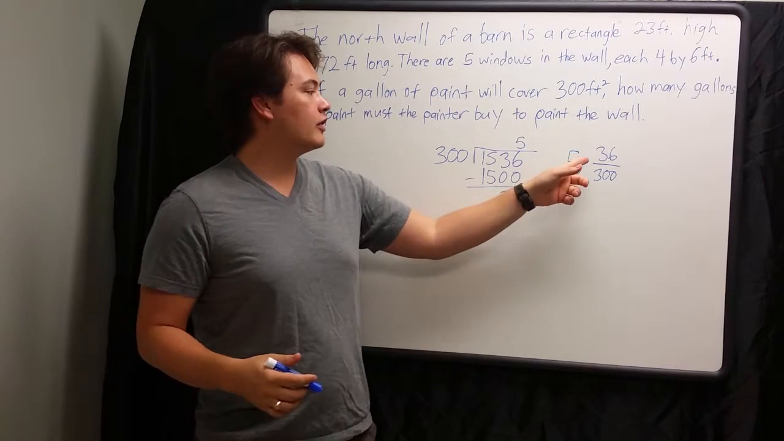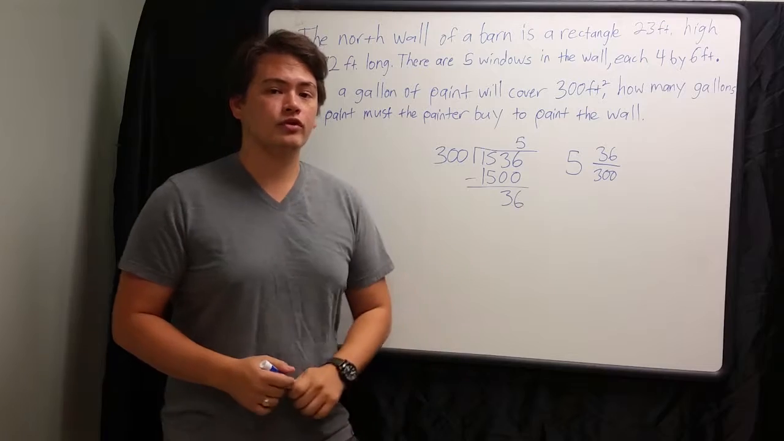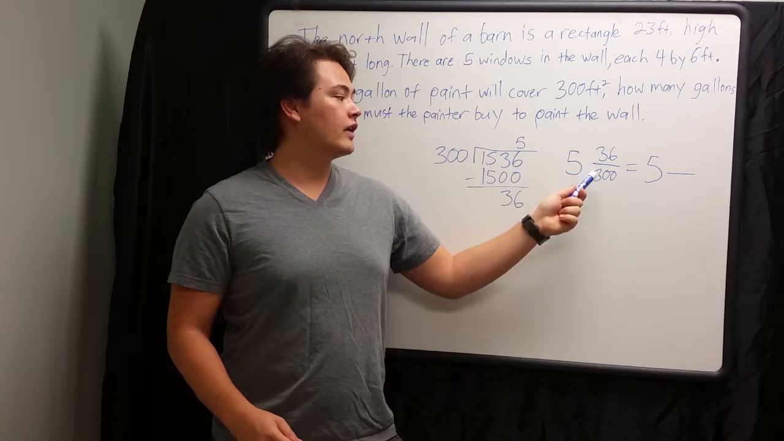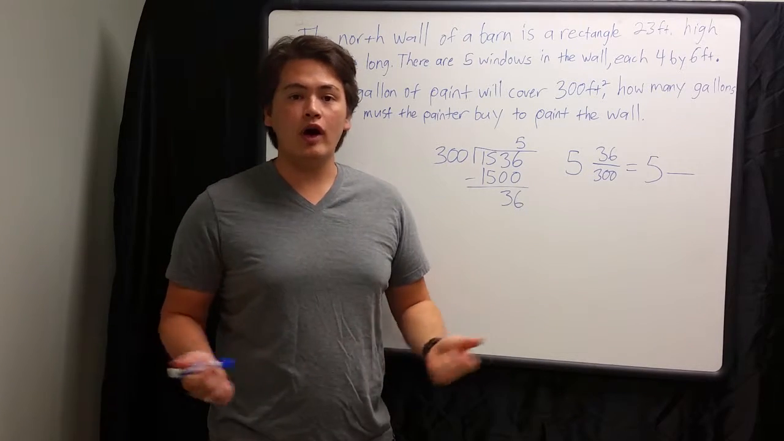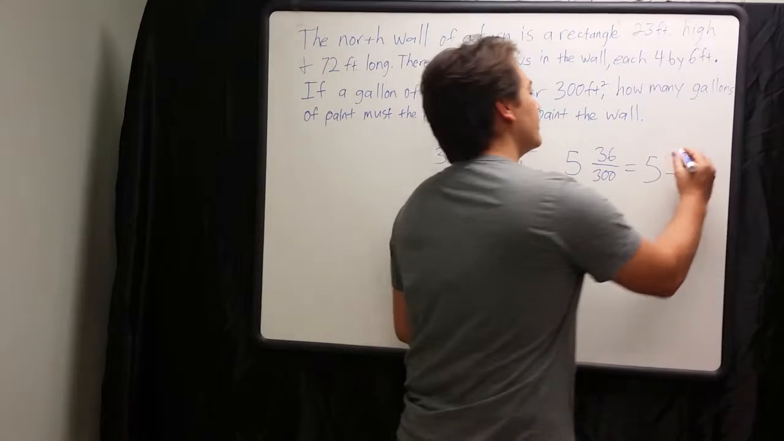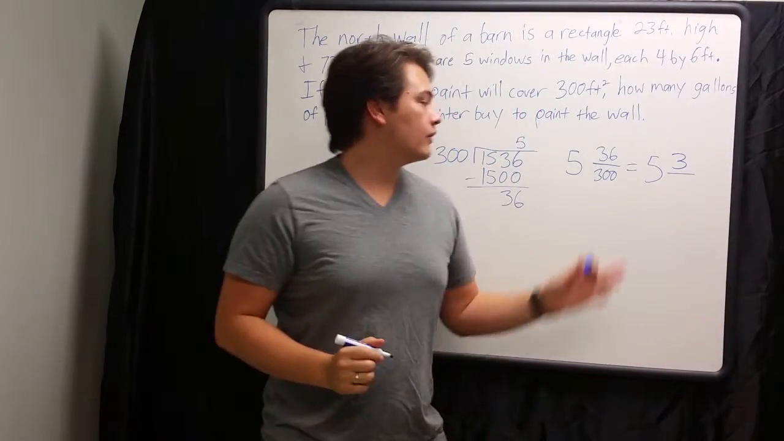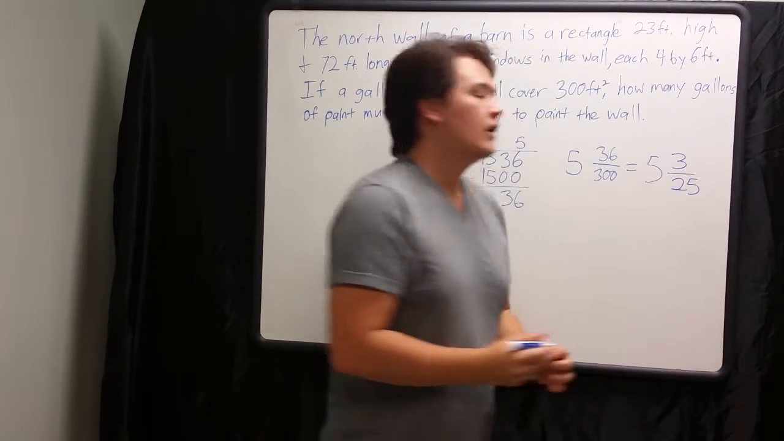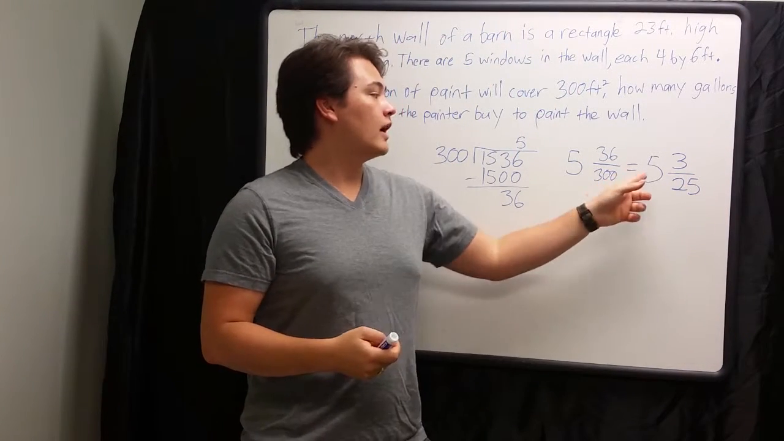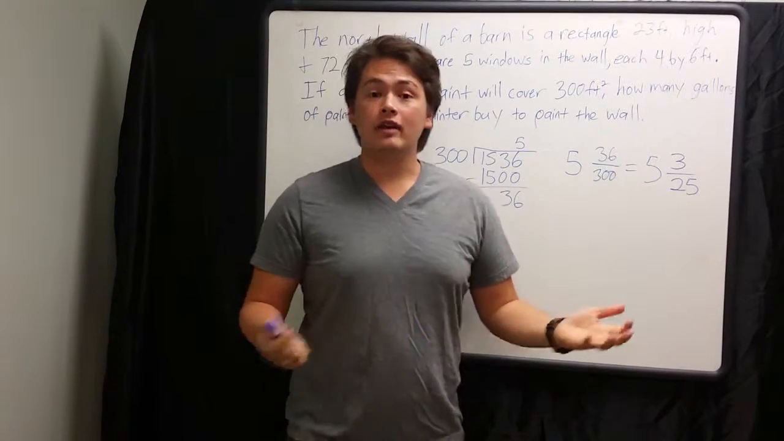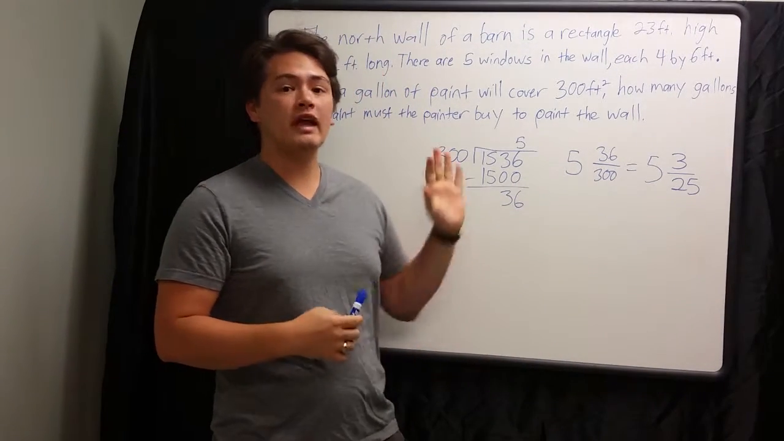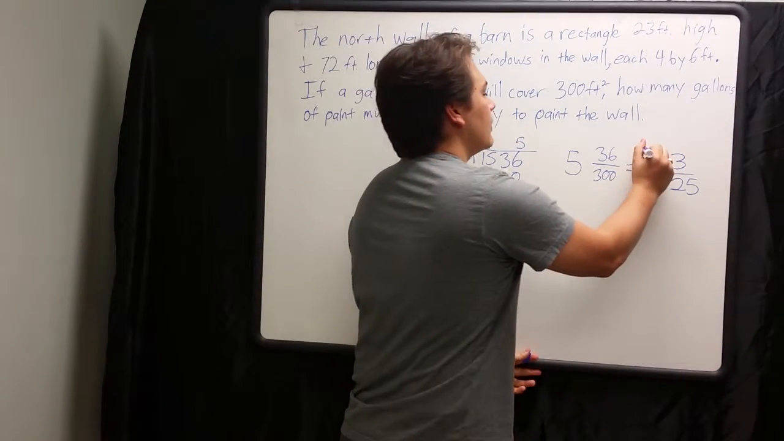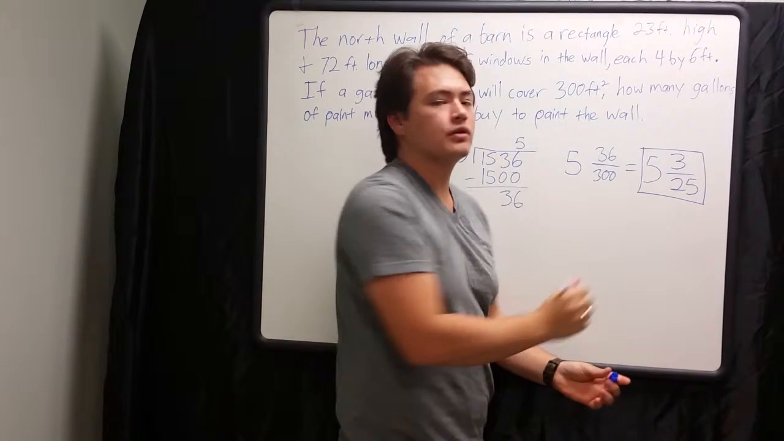And then from here, we're going to simplify 36 over 300. So a number that can go into 36 and 300 is going to be 12. 12 can go into 36 3 times, and 12 can go into 300 25 times. So 3 over 25 is the amount of paint that we need to paint that whole wall of the barn. So 3 over 25 is going to be my final answer.